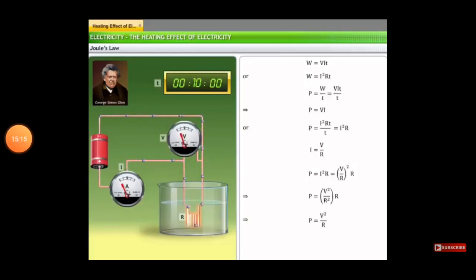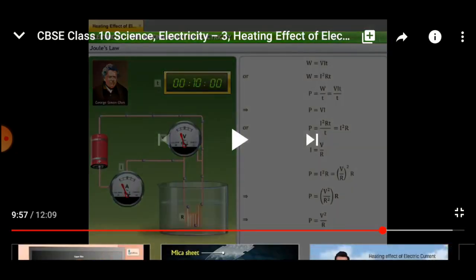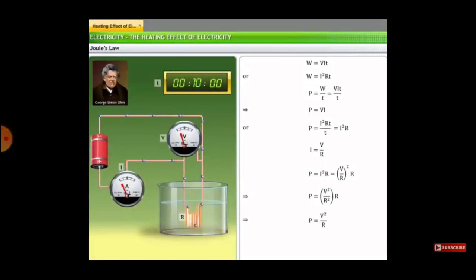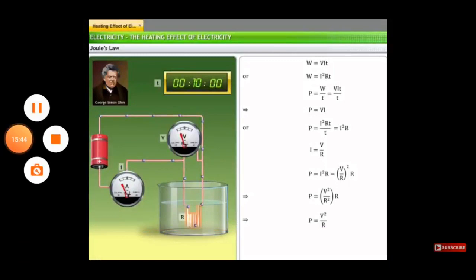Then after we get P is equal to I square R, substitute I is equal to V by R. This is according to Ohm's law. According to Ohm's law, V is equal to I into R. You change the expression to I is equal to V by R. Then you will get P is equal to I square R. Substitute I is equal to V by R, so that V by R the whole square into R. When R and R square get cancelled, finally you get the power formula equal to V square by R.